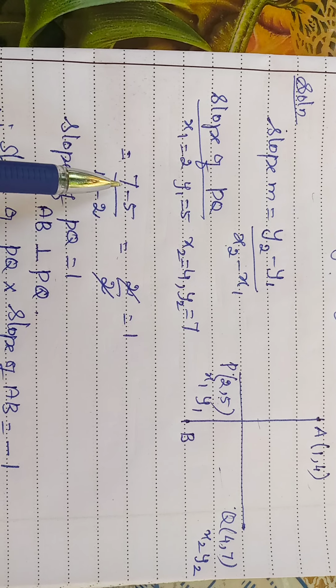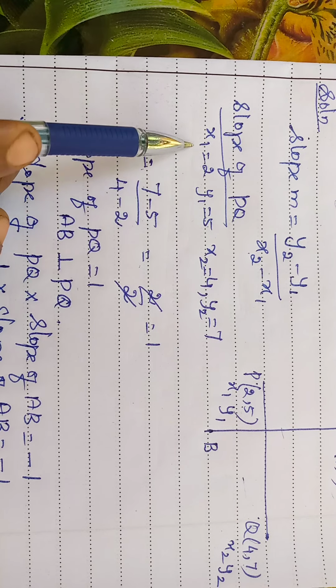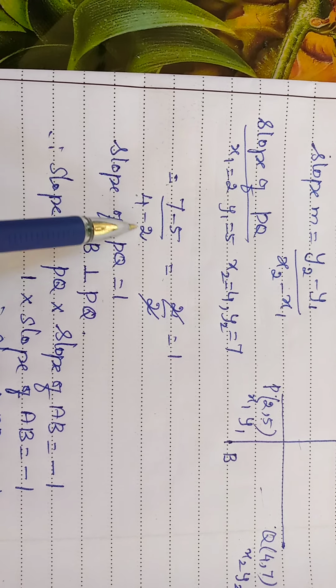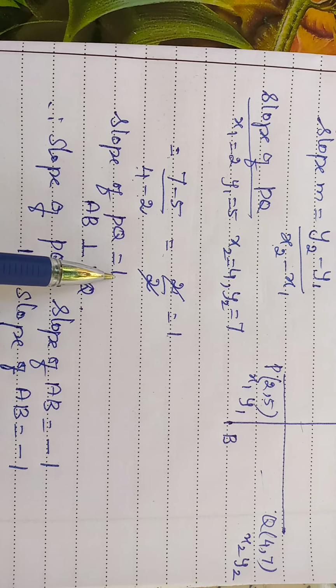Substitute here, so we get y2 minus y1, that is 7 minus 5, by x2 minus x1, which is 4 minus 2. So 7 minus 5 is 2, and 4 minus 2 is 2. Let us cancel it, so we get 1. So the slope of PQ is equal to 1.